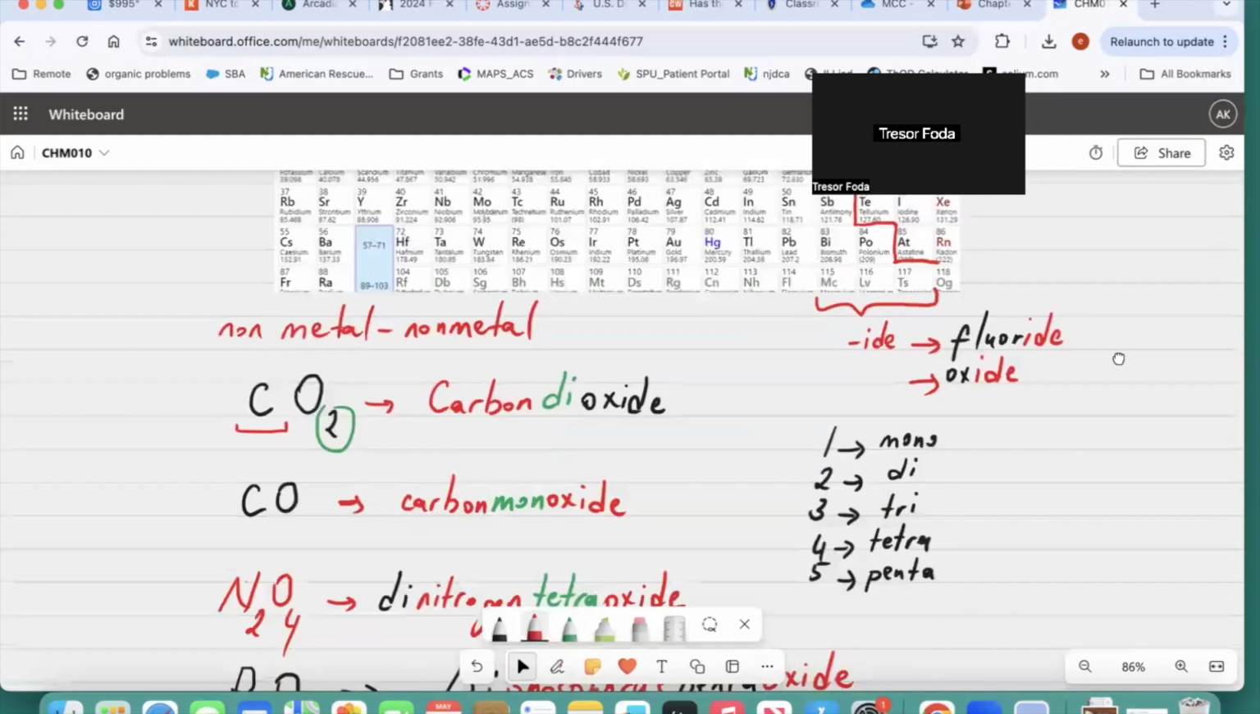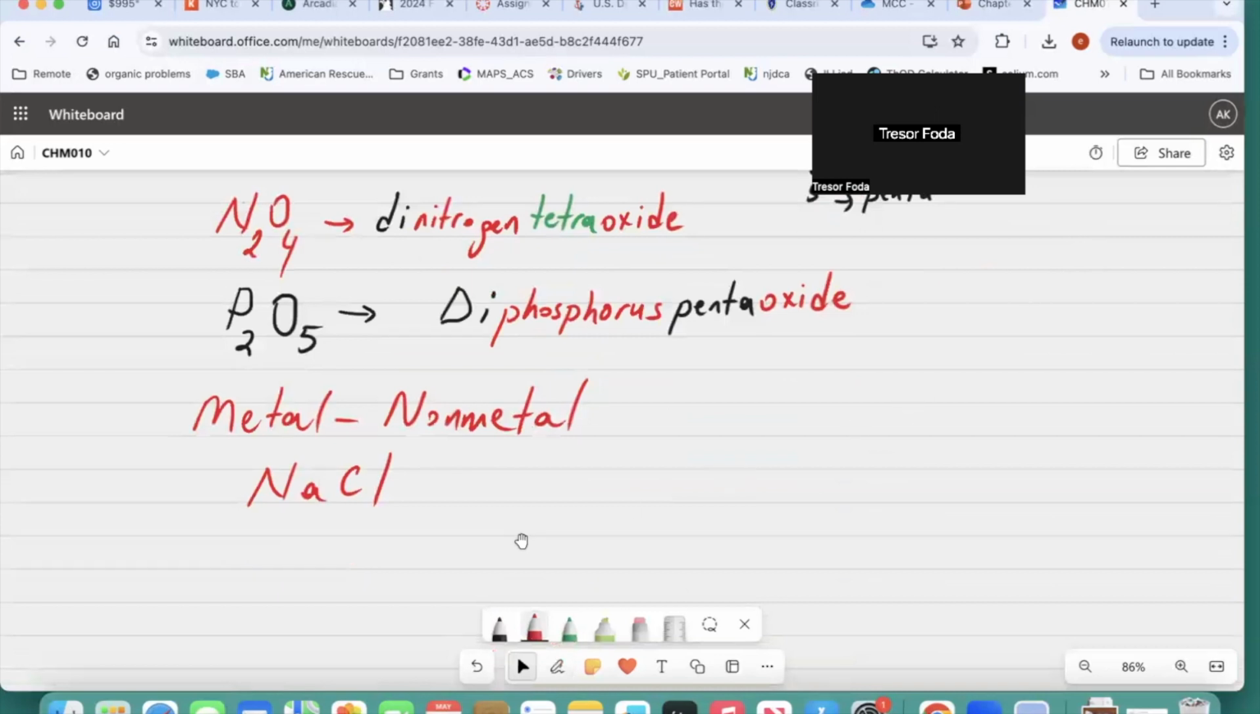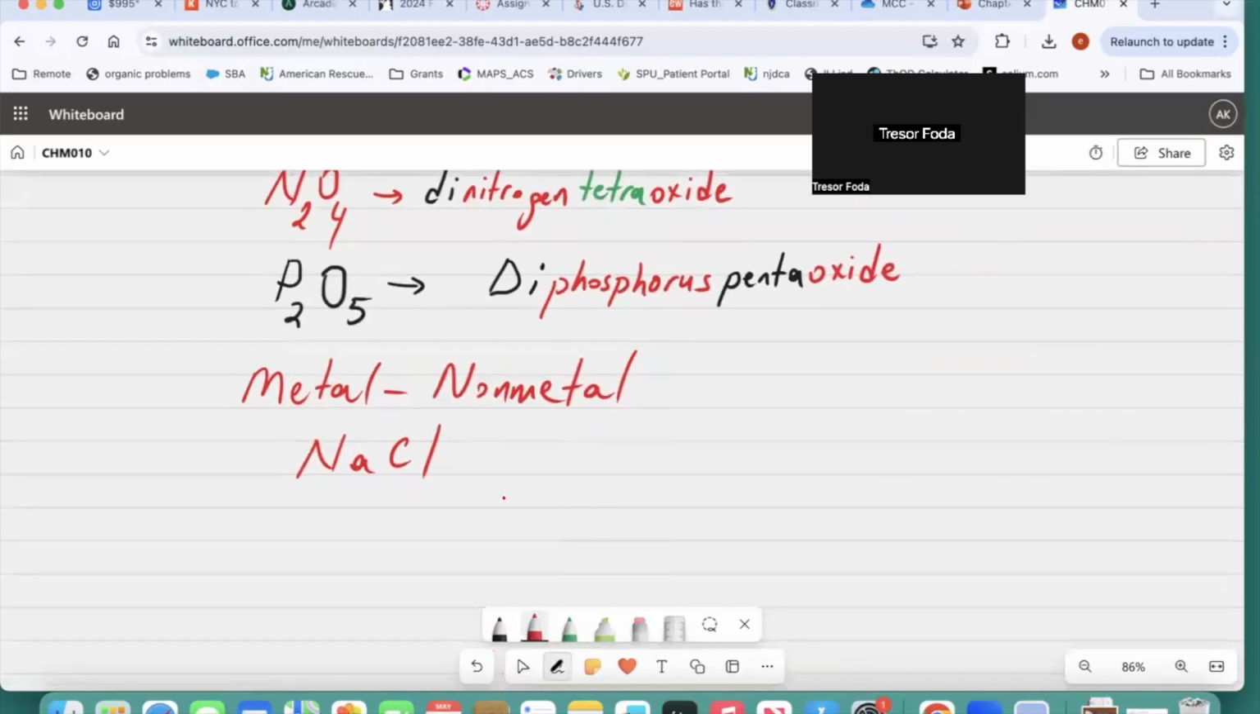So how would you name this based on what we learned so far? Based on what you learned above. It would be sodium chloride. Okay, very good, right? Or maybe sodium monochloride.